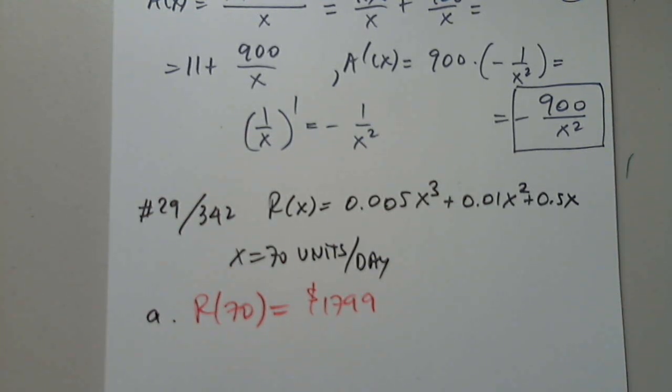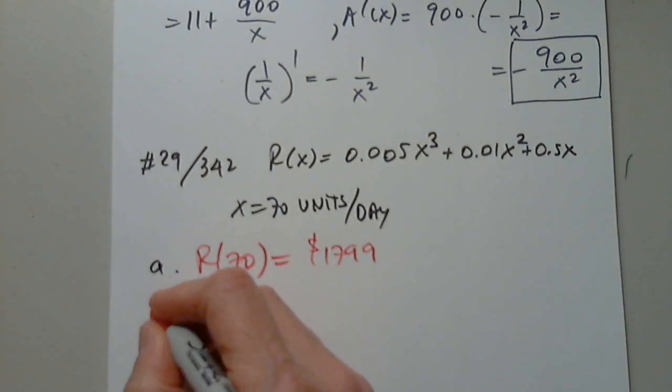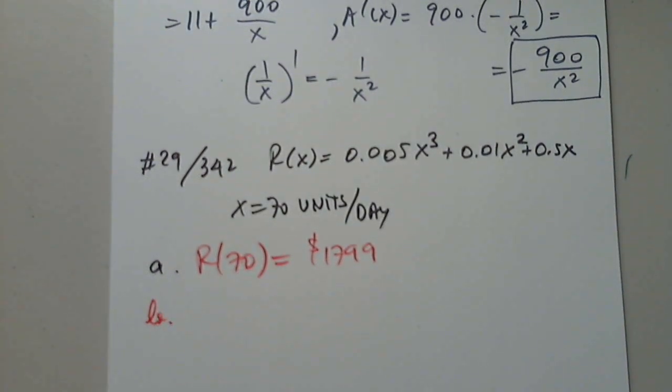So that's the revenue when they manufacture 70 units per day. So this is the revenue per day. What is the marginal revenue? Marginal revenue when 70 units are sold. So in part B, they want us to find the marginal revenue when 70 are sold. How do I do that?